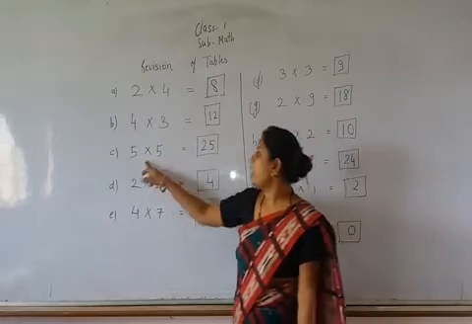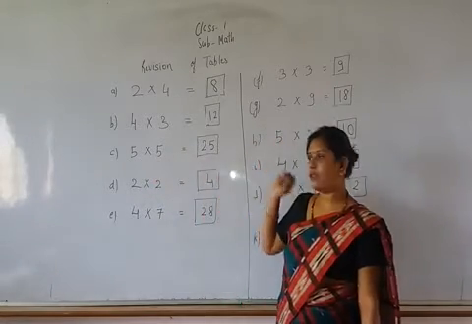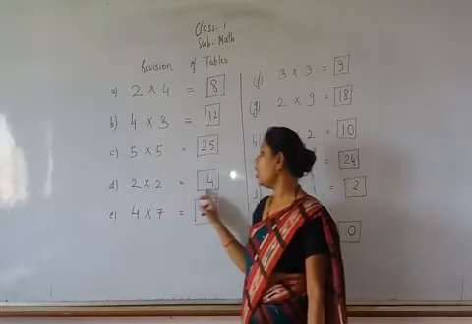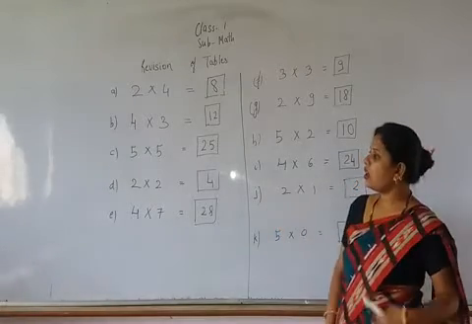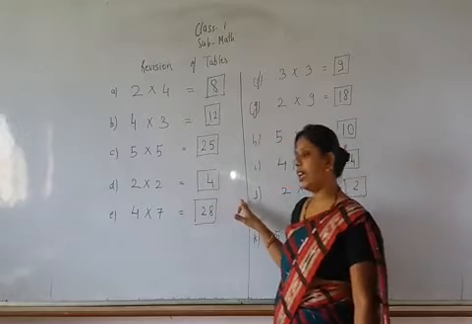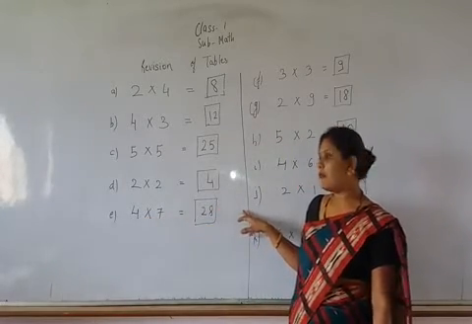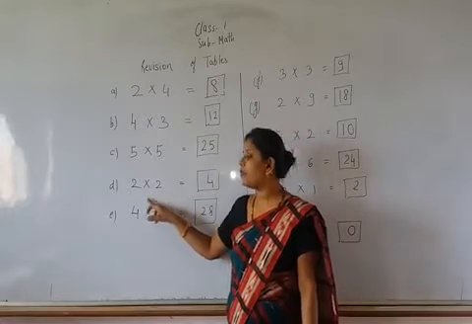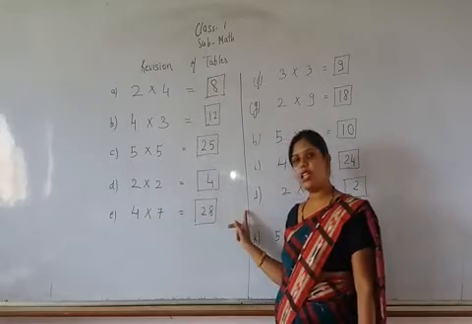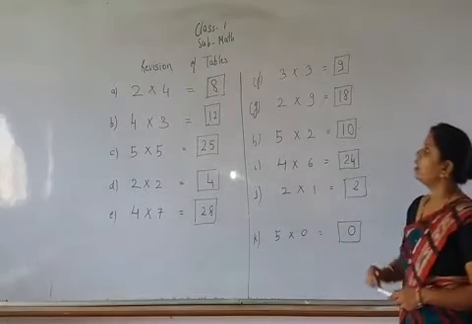Now see, 5 5s are 25. Now D. 2 2s are 4. Now E. 4 7s are 28. We have not done the table of 7, but 7 4s is also 28. 4 7s are 28 and 7 4s is also 28.